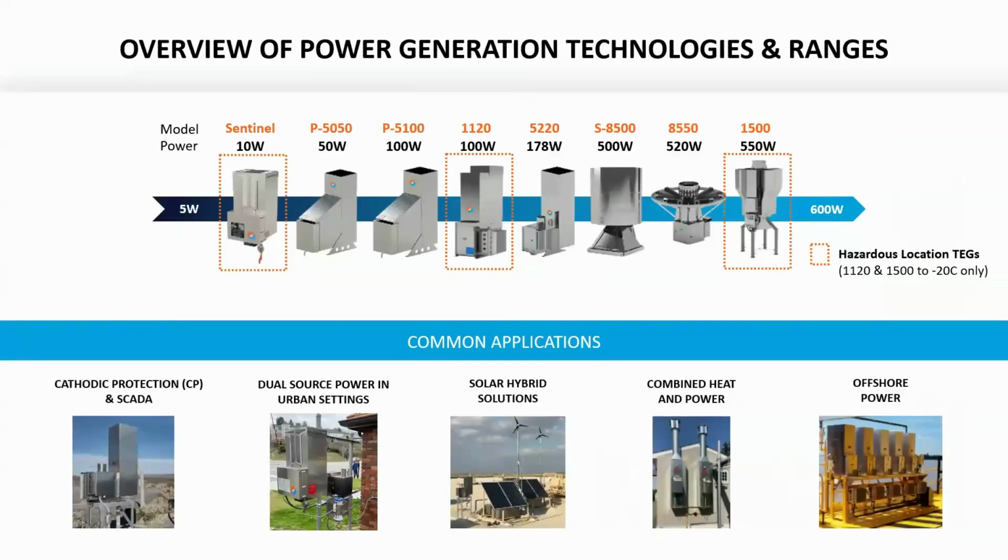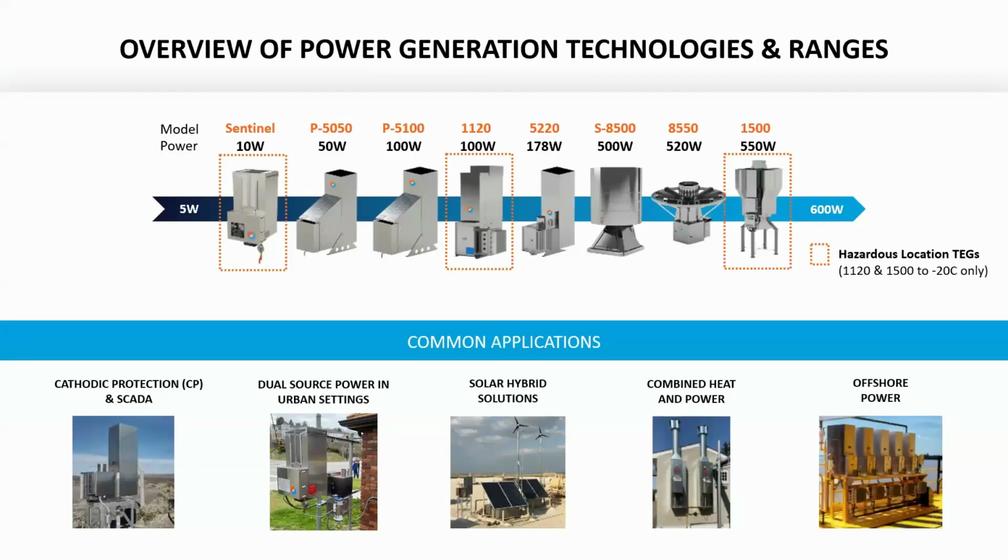So looking at an overview of our power generation technology and ranges, we have anywhere from 10 watt for the Sentinel up to 550 watts with the 8550 and 1500. The ones outlined in orange there are hazardous location tags. So those typically have additional features like flame arresters, exhaust coolers that make them suitable to be in a hazardous environment. So they're very popular on sites where you don't have spacing. You can put the tag outside of the hazardous location or on offshore platforms where space is at a premium.